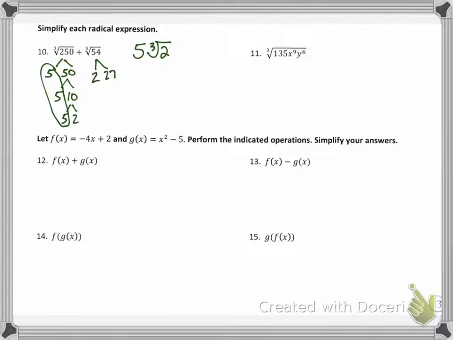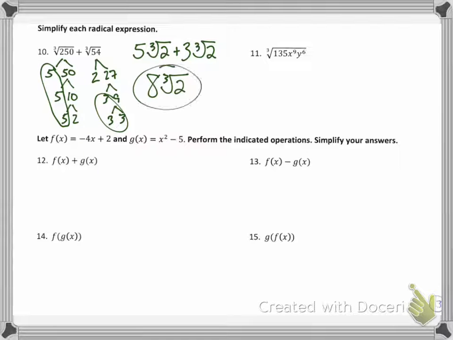That becomes 2 and 27. 27 is 3 and 9. 9 becomes 3 and 3. I've got a triple of 3's to pull out, so I'll have a big 3 times the cube root of the leftover 2. Now that I have the same root left over, both of these have cube root of 2. Now I can add these radical terms together and come up with a final answer of 8 cube root 2.